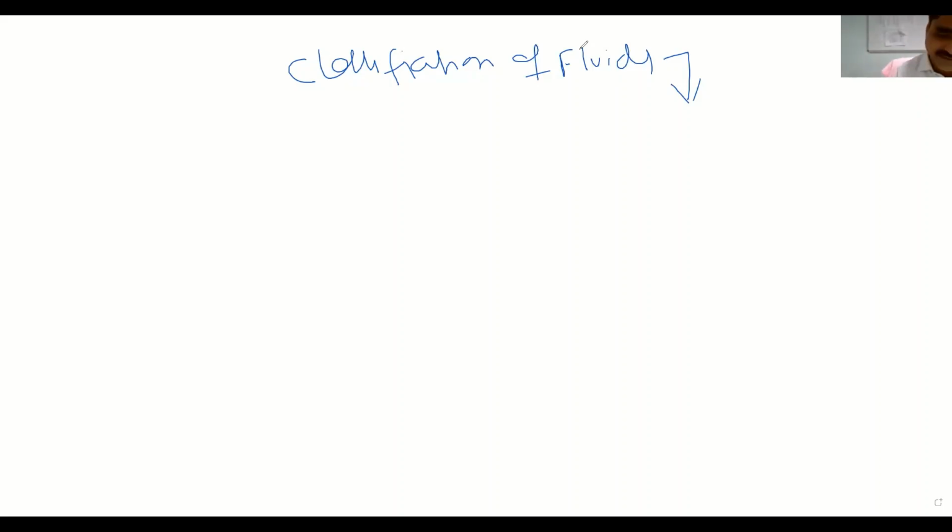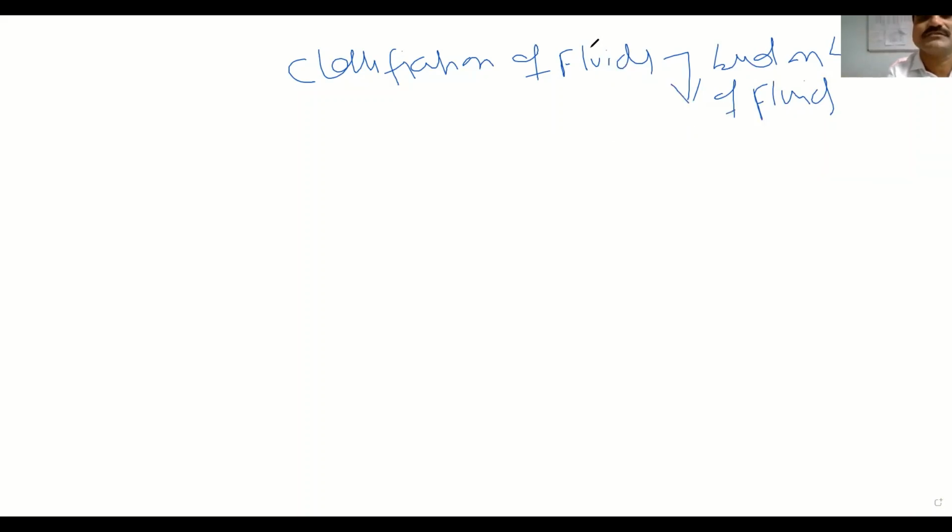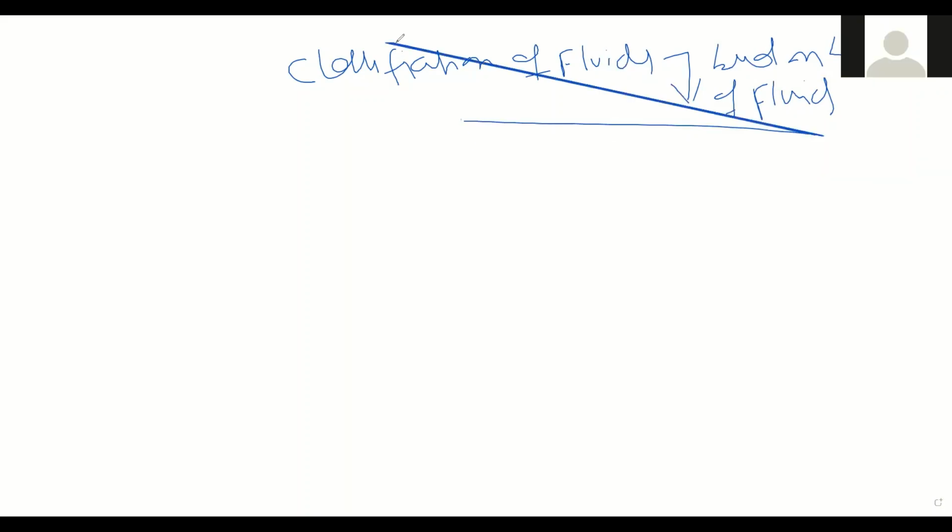Right. Based on behavior of the fluids, we are going to classify. Based on behavior of fluid, we are going to classify. Okay now, so the two types of fluid. What type of fluid, beta? Compressible fluid and incompressible fluid. Chalo beta, very good.